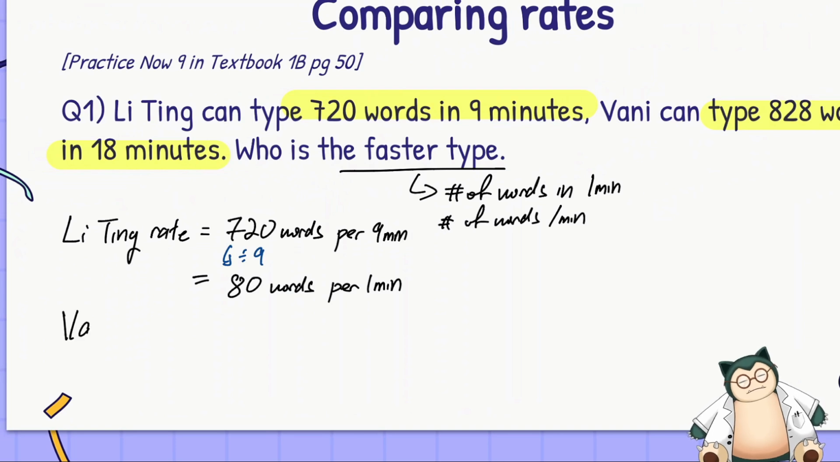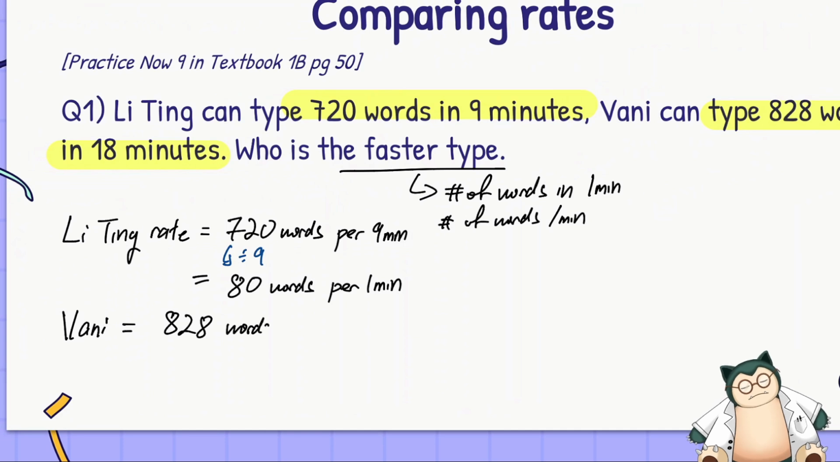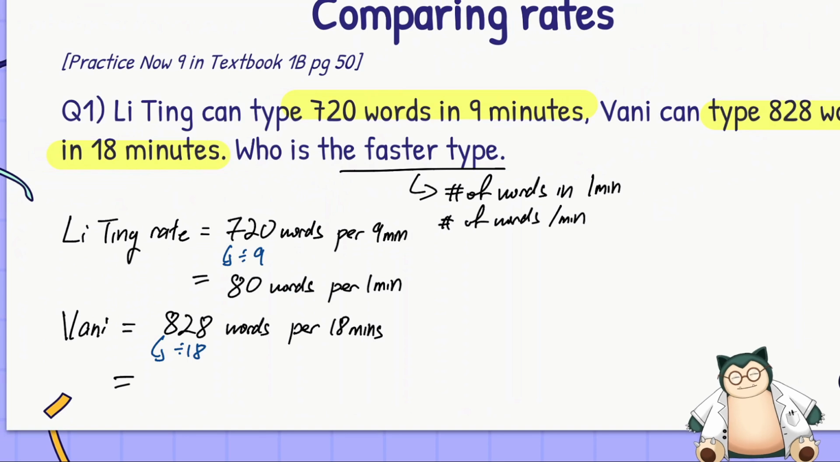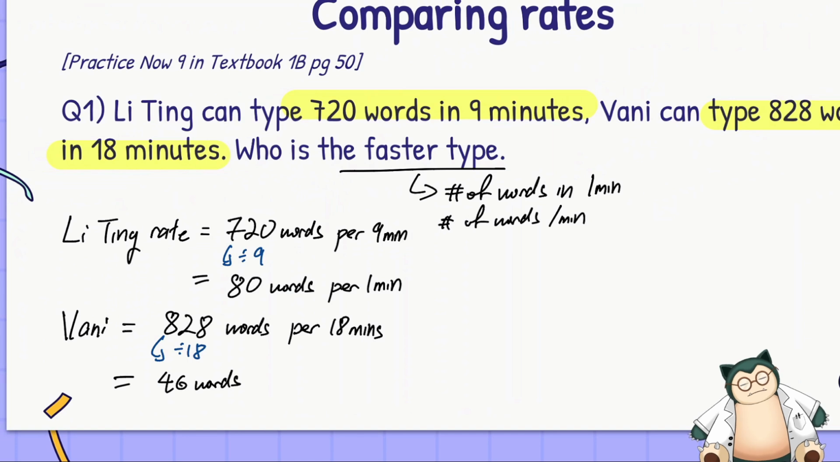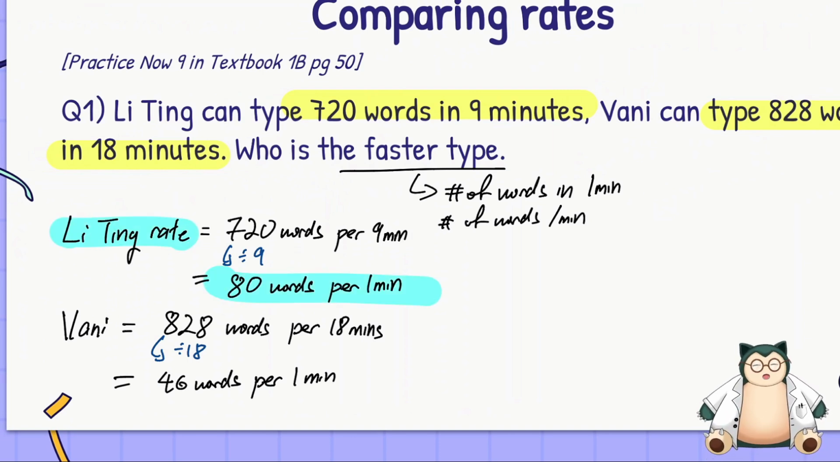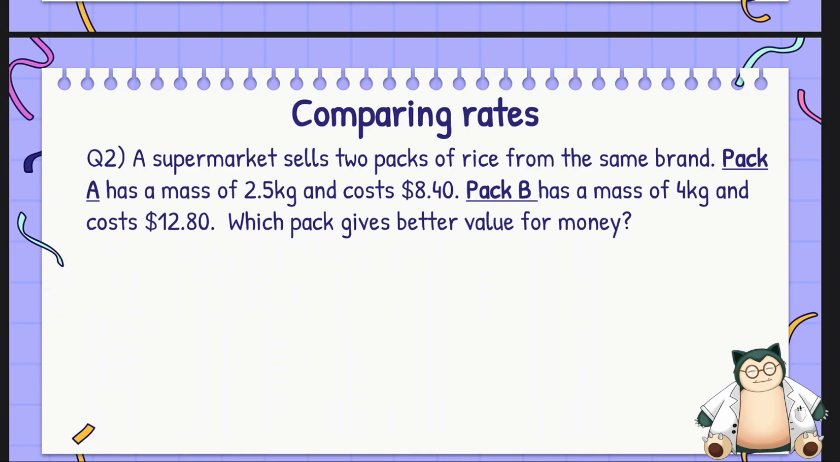In the case of Vani, she can type 828 words per 18 minutes. Then we just divide the number of words by 18 and we should get 46 words per minute, per 1 minute, to be more exact. So in this case, the clear winner would be Li Ting with a rate of 80 words per minute. Is that clear? Okay, let's look at another question.